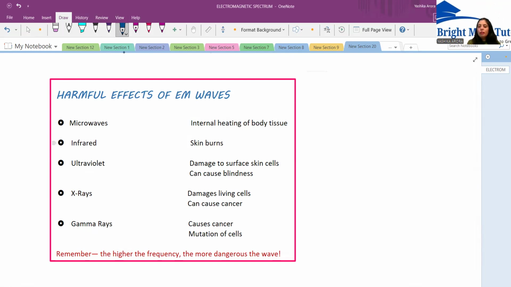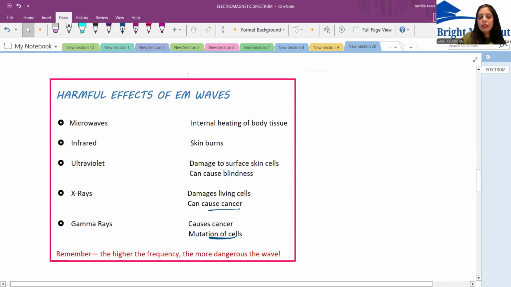Okay. Infrared, your skin burns. UV, again, skin damage, skin cancer, damage to surface skin cells. And then you have the X-rays, prolonged exposure to them is going to cause these things. And for the gamma, it's mutation of the cell. What do you mean by the mutation of the cells? Comment down the meaning of the word mutation in the comment section.